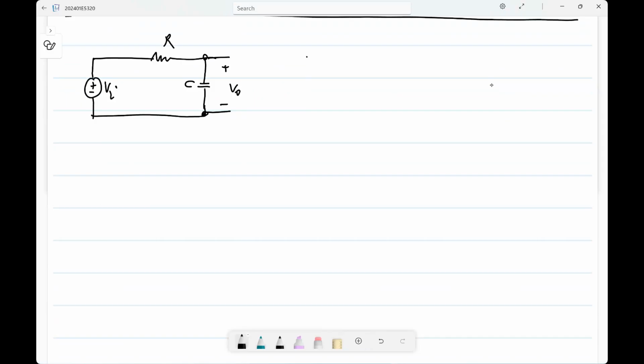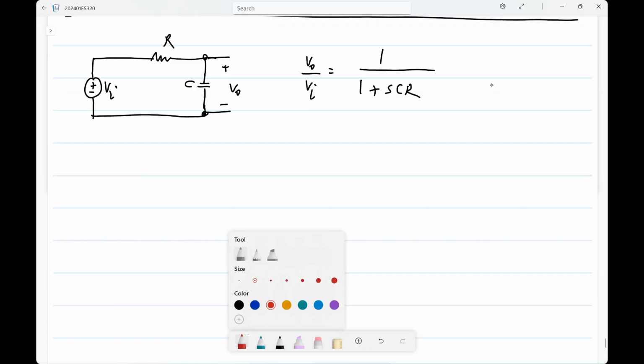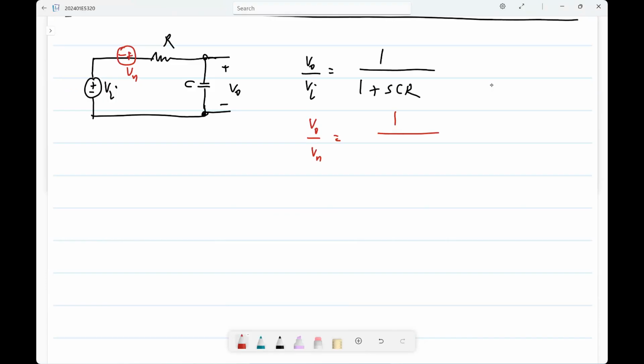We know that this is a first order low pass filter from Vi to Vo with a transfer function 1 by 1 plus sCR. And in this case, it is convenient to model the noise of the resistor using a voltage source because the transfer function from that is the same as the transfer function from Vi. So Vo by Vn is also 1 by 1 plus sCR.